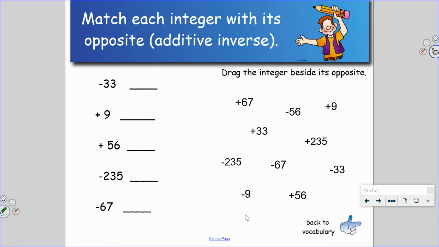So at this time, I'm going to ask you in a moment to pause your video, match each integer with its opposite, which we can also call its additive inverse. More on that vocabulary later. Pause, come on back when you're ready.